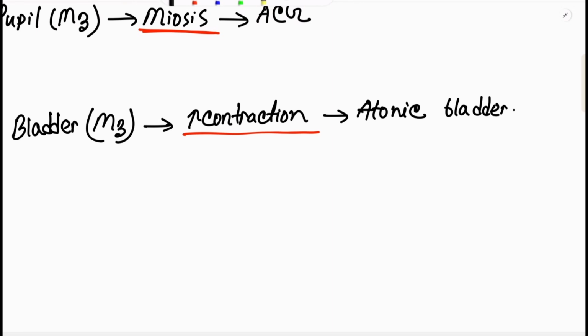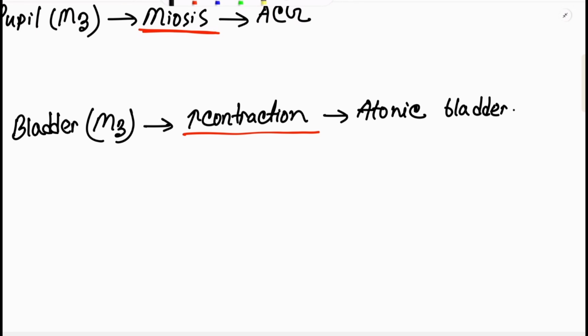Atonic bladder means the tone of the urinary bladder is totally lost, meaning that there is no contraction of the bladder and the bladder is paralyzed. This condition arises after abdominal surgery. When the surgical instrument or the hands of the surgeon touch the urinary bladder, the bladder gets paralyzed. And after the surgery, we have to stimulate the bladder by using bethanechol.